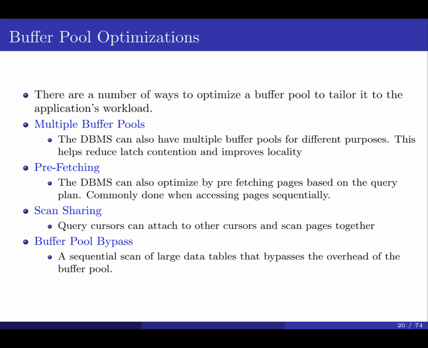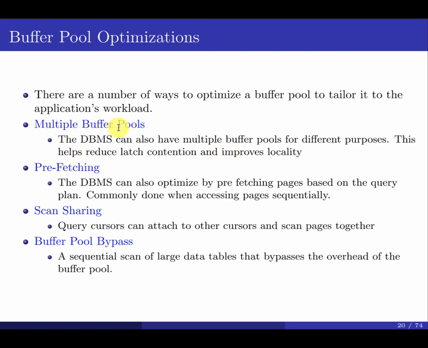But for optimization now, I'm going to show you what's the difference between the database management system and the operating system, and why the database management system can do better. The database management system has a lot of optimizations that can be done in order to make the process fast. We talk about the buffer pool here. Those are the popular optimizations, okay?